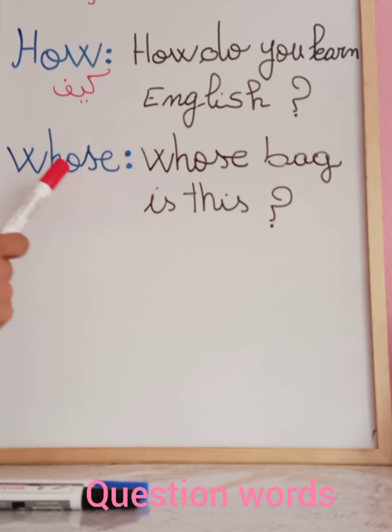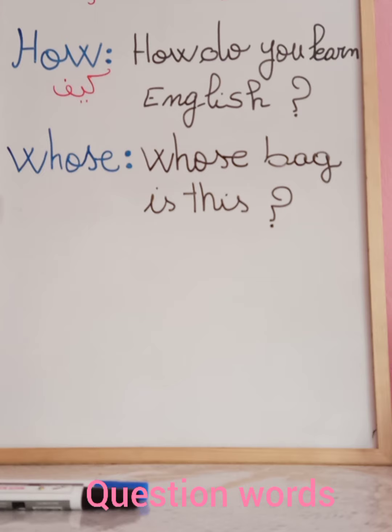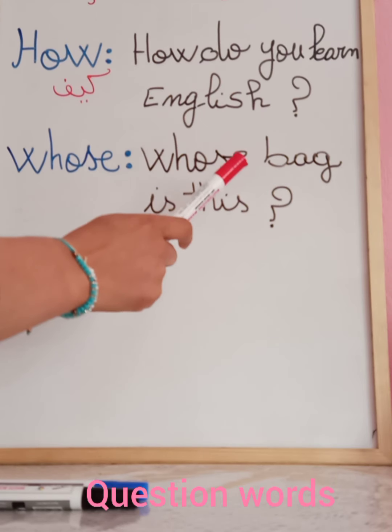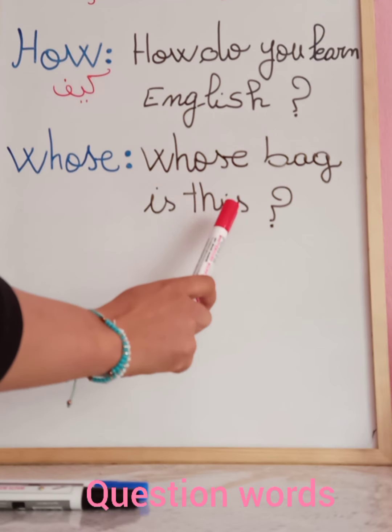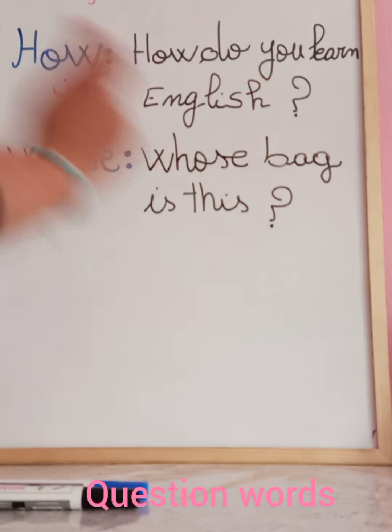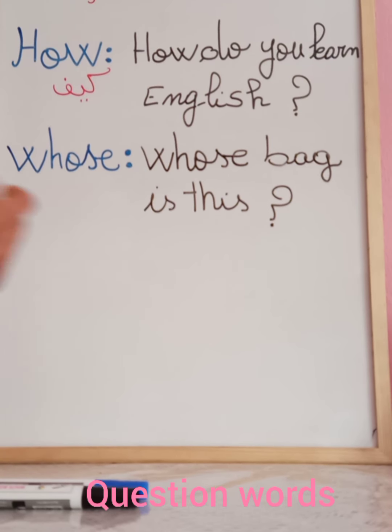Now we come to the last question word. We have whose. Whose bag is this? In this question word, we ask about the owner of this bag. Whose bag is this? Whose, we use it to show the owner. In Arabic we say ملك من.